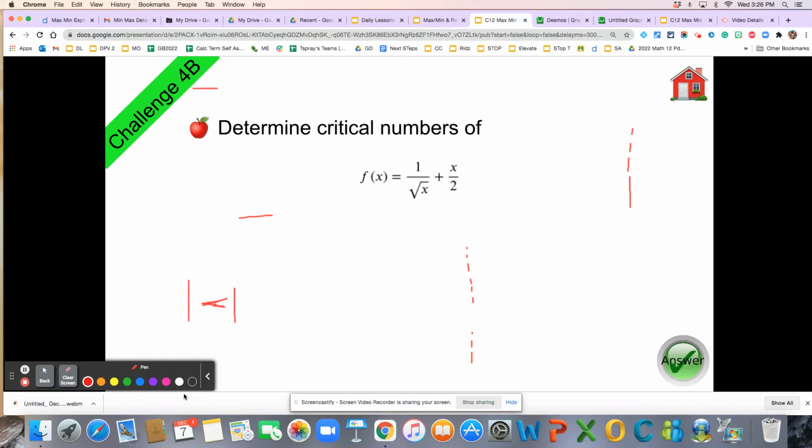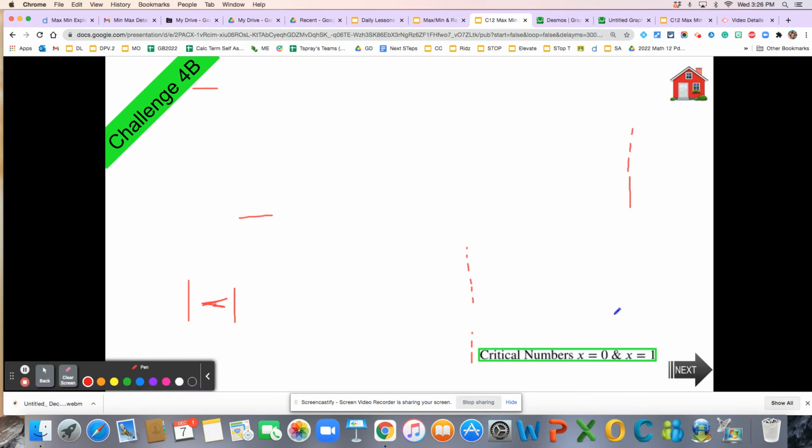This last one, it's kind of more of the same. It's just a bit more complicated. So we'll take a look at this together. Pause the video and give it a go. Okay, welcome back. First thing we know is there's going to be a restriction. x cannot equal 0. So right off the bat, I know one of the critical numbers is 0.